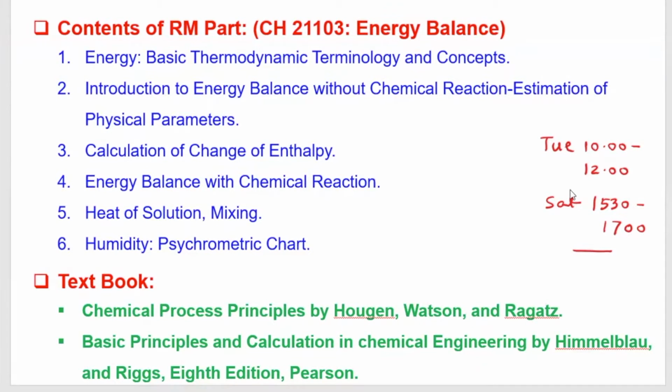So whatever is written here, introduction to energy balance without chemical reaction, estimation of physical parameters. Let me give an example of energy balance without chemical reaction. All of you can do it with your eyes closed. Let's say 100 milliliters of water, you are heating from 30 centigrade to 70 degrees centigrade. What is the energy requirement?